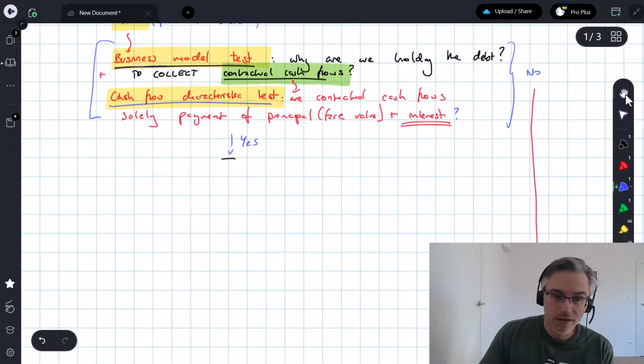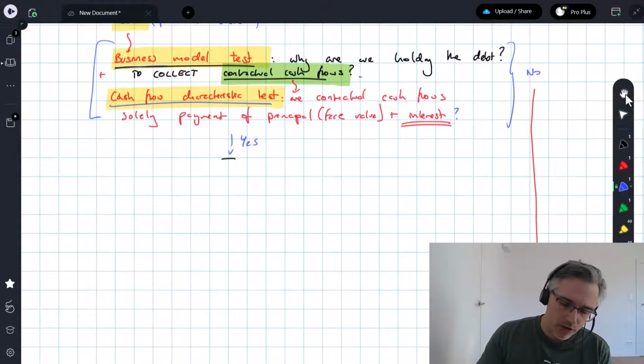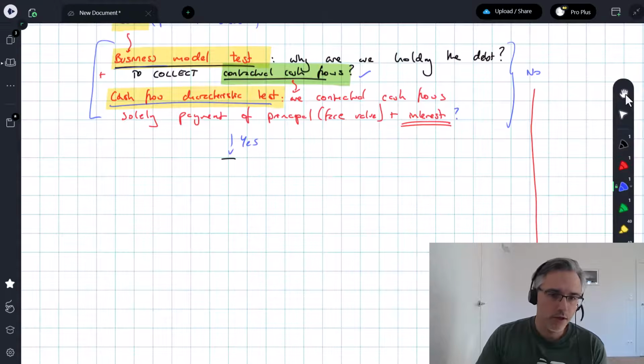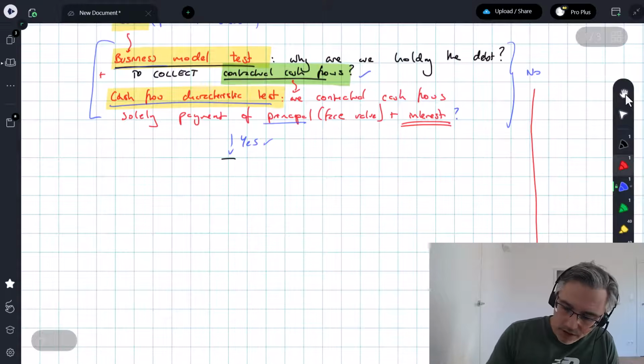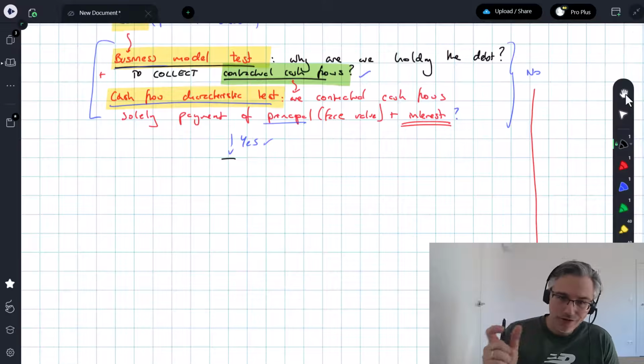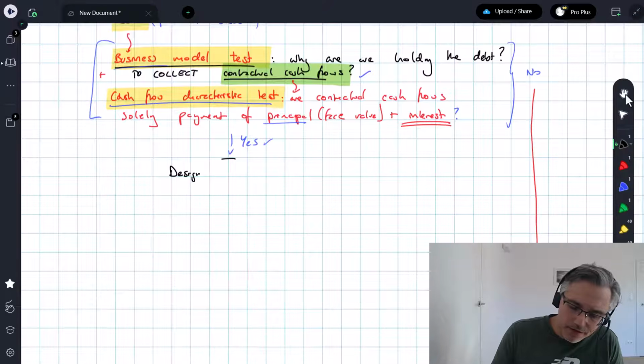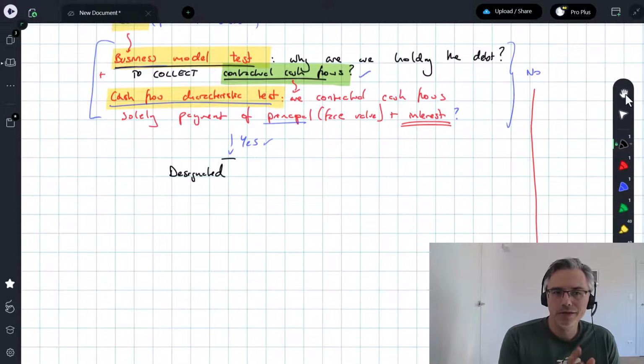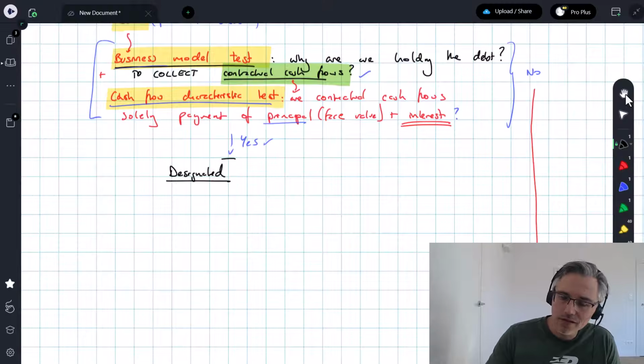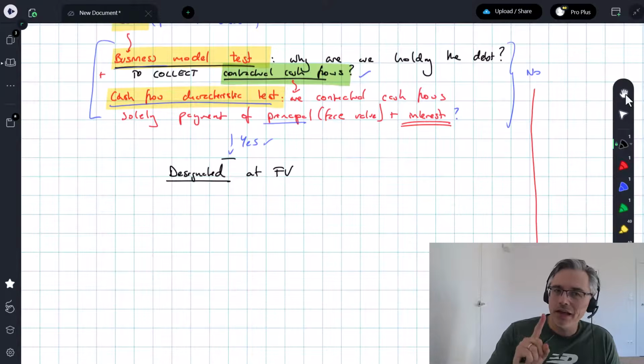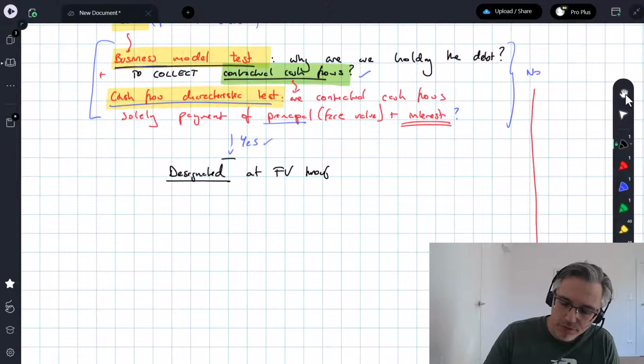if you've answered yes to both questions, in the sense, yeah, I'm holding this bond to collect the contractual promised cash flows, that's why I bought it, and yes, it's a classic bond which promises to pay back principal and offer some interest, then we move down here and we come to a decision point, because you may decide, despite the bond passing the business model and cash flow characteristics tests, you may still decide to designate that instrument and account for it at fair value through profit and loss.